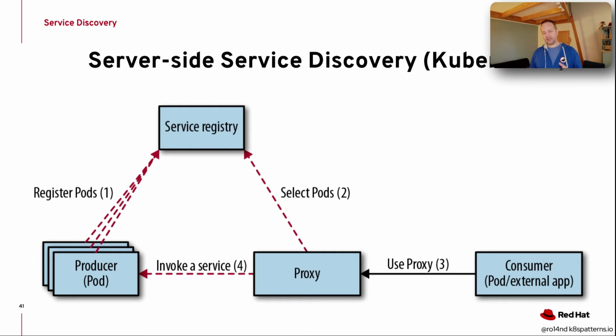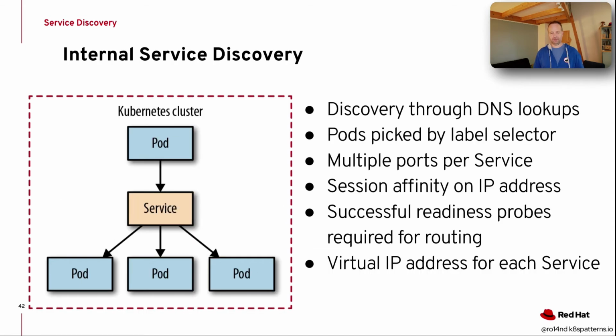With Kubernetes, it's a little bit different because the service registry is really part of Kubernetes itself. The consumer already has a name for the lookup, and this lookup happens behind the scenes. This is done by a kind of proxy, either a real proxy or a kind of virtual proxy. You can imagine this is the Kubernetes service which is used here. In that sense, the proxy also selects the pods and invokes the service afterwards.